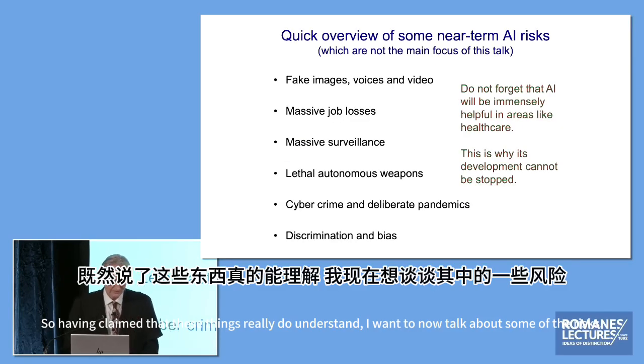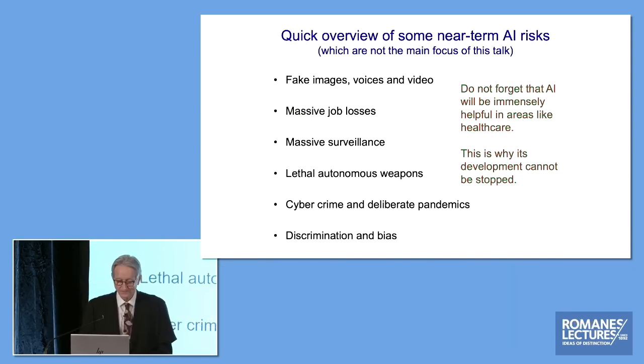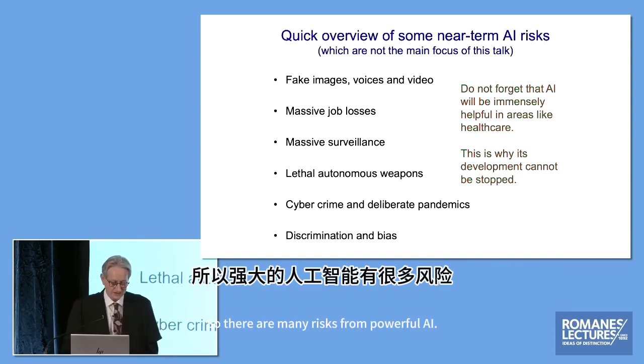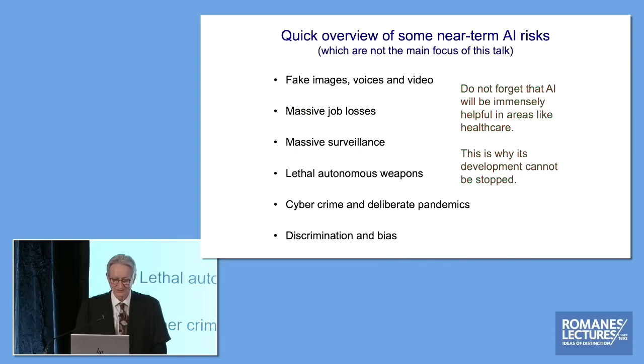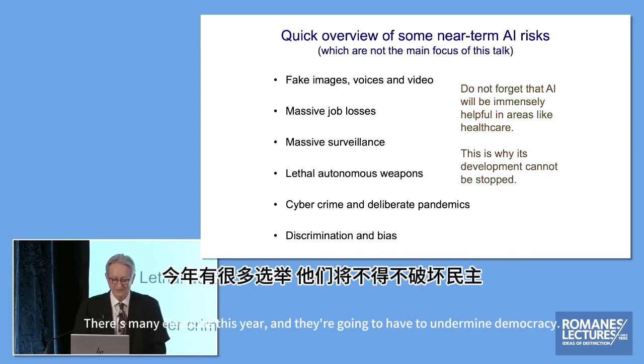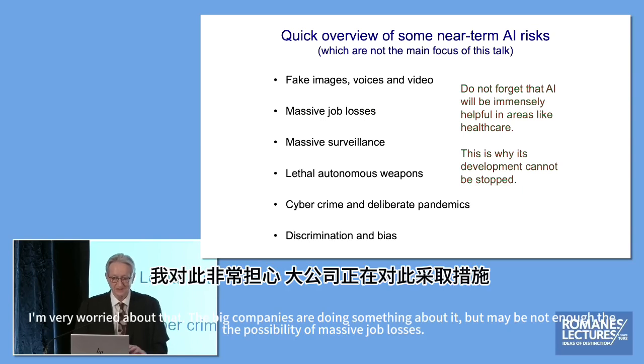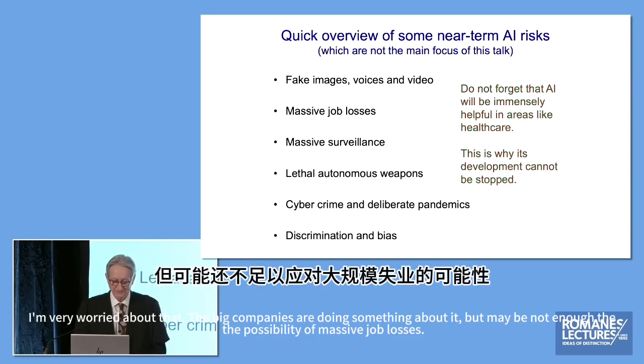So, having claimed that these things really do understand, I want to now talk about some of the risks. There are many risks from powerful AI. There's fake images, voices, and video, which are going to be used in the next election. There's many elections this year, and they're going to help to undermine democracy. I'm very worried about that. The big companies are doing something about it, but maybe not enough.